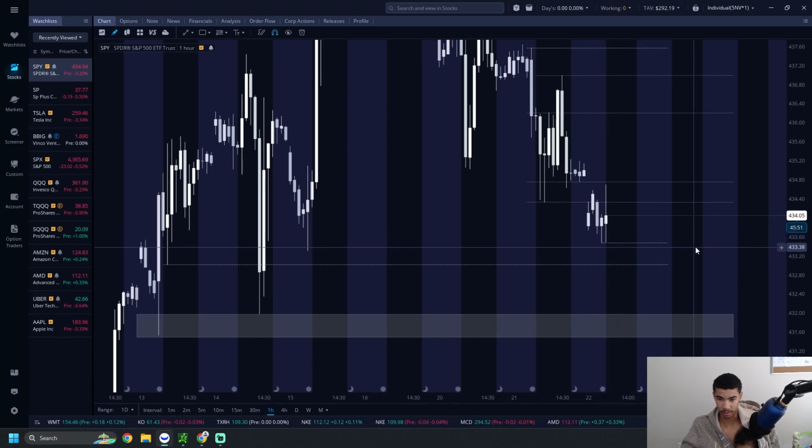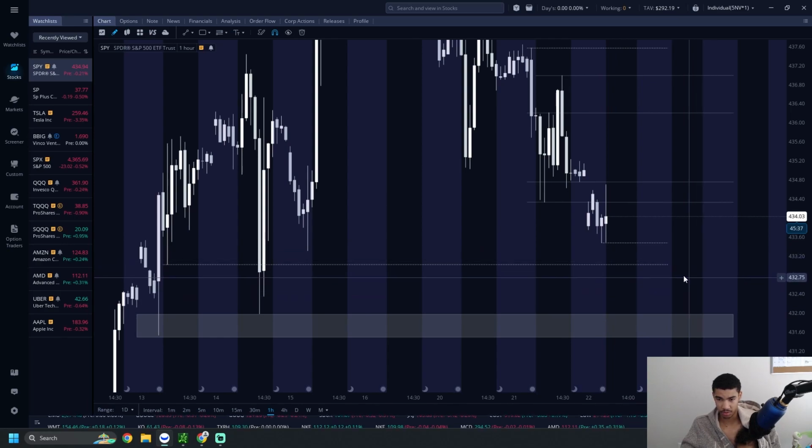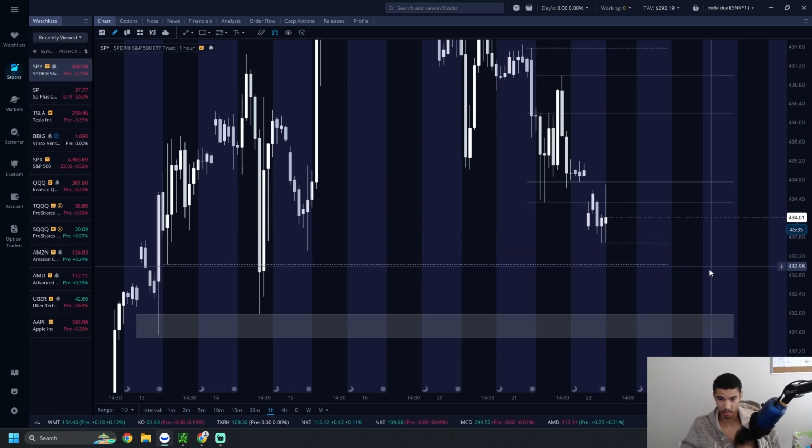However, under here to here, what is this? This is 433.48, and this is 433. That's a 50-cent move, and that's a pretty decent move. Especially playing options, you probably catch like a little $20 move right in there.